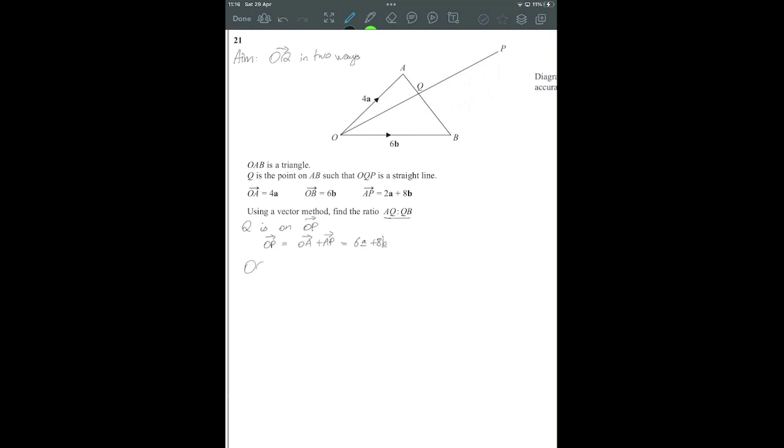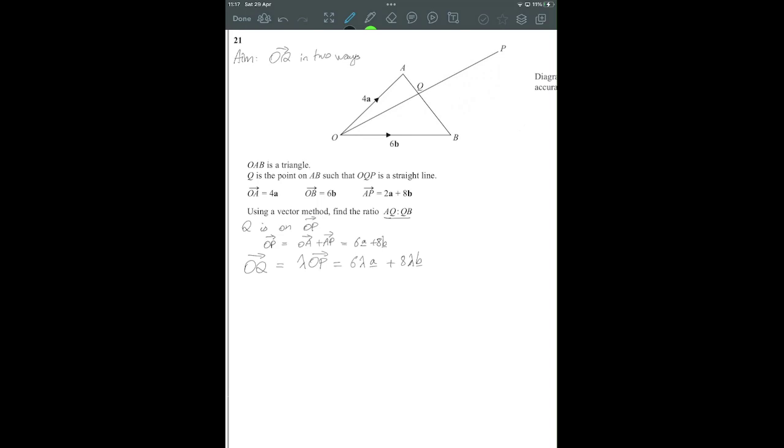And this is where the magic comes in. O to Q, therefore, is some fraction of O to P. So O to Q, I'm going to say, is lambda O to P. I'm using lambda more out of habit. We use these Greek letters more when we do vectors at higher levels, at A level maths and further maths. So that is saying if I do lambda times the OP that I already have, that's 6 lambda A plus 8 lambda B.